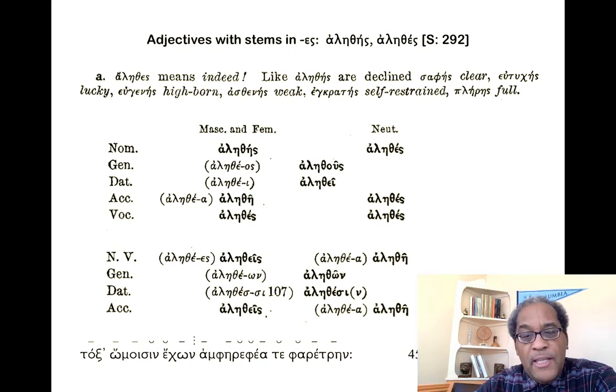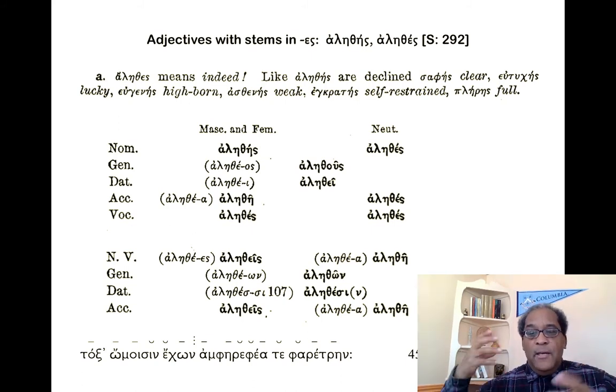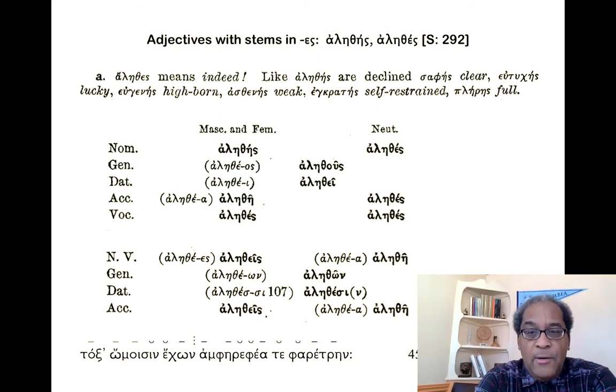the line "τόξ' ὤμοισιν ἔχων ἀμφηρεφέα τε φαρέτρην," and this is just going to refer to the bow and arrows and the quiver that Apollo has on his back as he approaches to wreak vengeance on Agamemnon's army. And this word ἀμφηρεφέα, we see this open or uncontracted form of the feminine singular accusative of ἀμφηρεφής, which means covered on both sides. So he has a φαρέτρη, an arrow case, a container for his arrows on his back, which is covered, like capped on both sides, so the arrows don't fly out when he moves about.